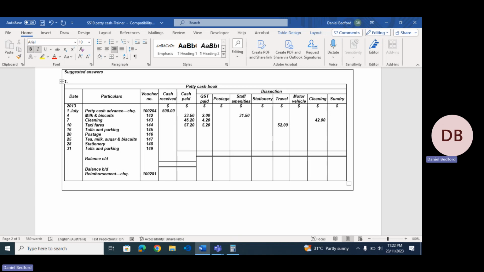Okay, you're probably getting the idea now, so I'm going to pick up the pace a little bit. So we've got tolls and parking. That will probably come under travel as well. I'll just double check. I would put it under there. Or was I going to put it under sundry? Let me think about that for a moment. No, I'm happy with my original thought that it's going to go under travel.